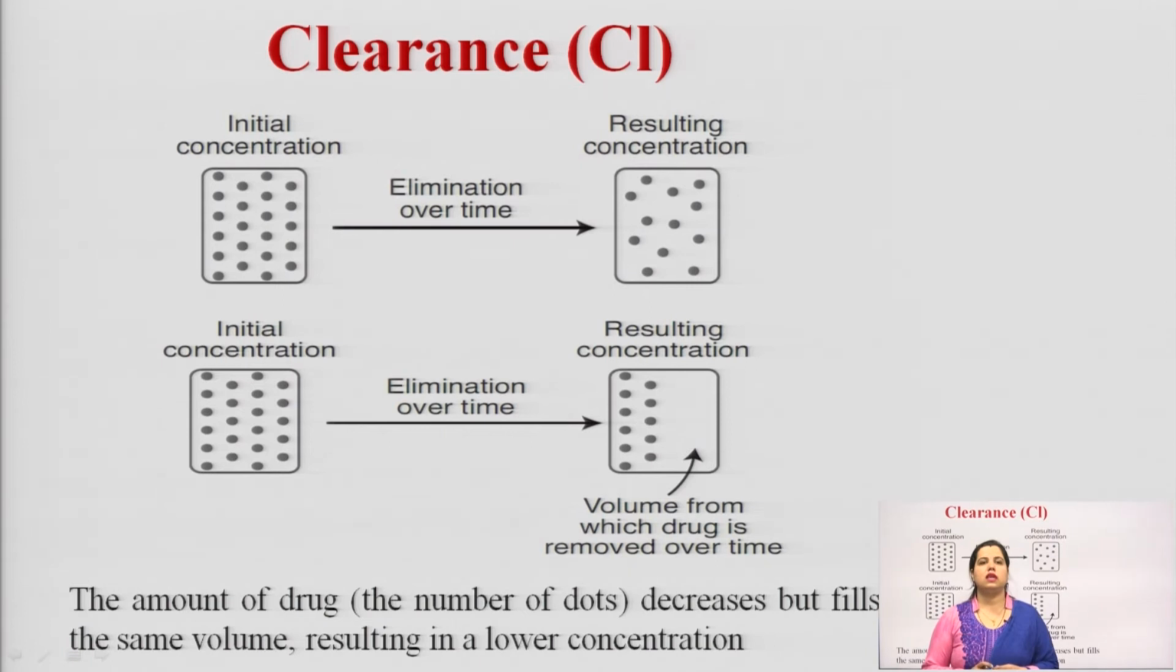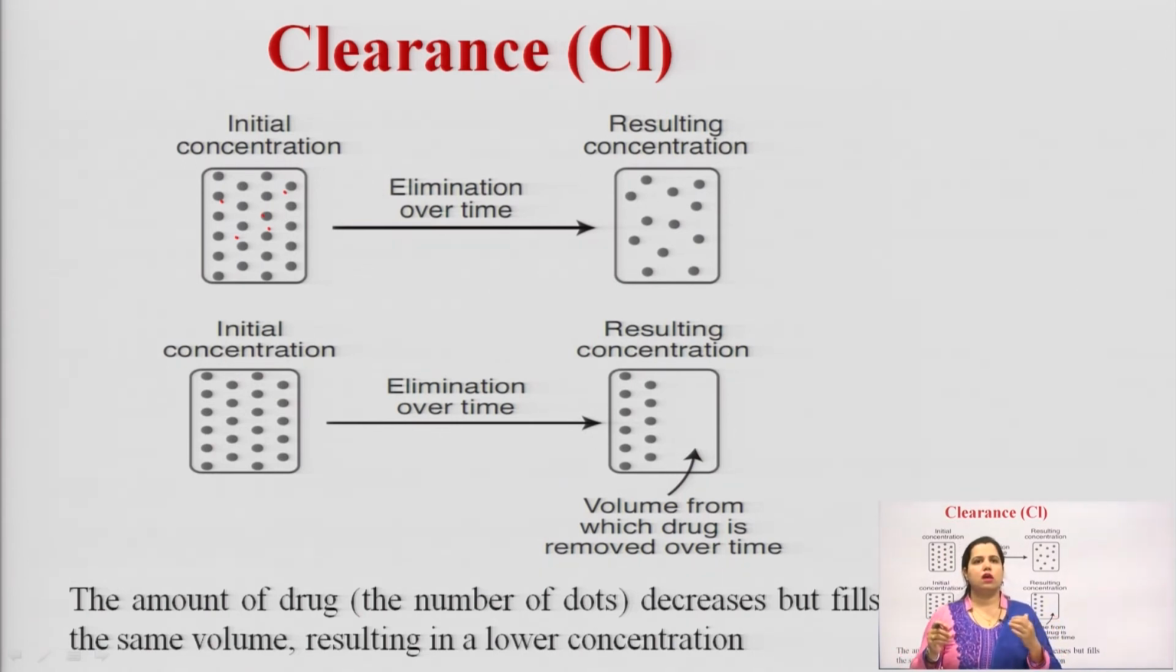So, clearance, Cl. How can we depict it as a figure, so you can understand fundamentally what clearance is about? We see the initial concentration in any organ, and this is elimination over time. The dotted area represents drug elimination over time, resulting in a concentration that is sometimes high and sometimes low. The concentration depends on the dose administered to a patient, and it is distributed among all the body fluids and tissues, and then the elimination takes place.